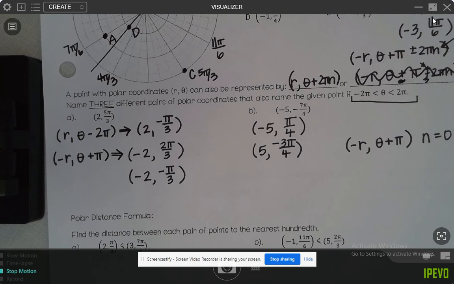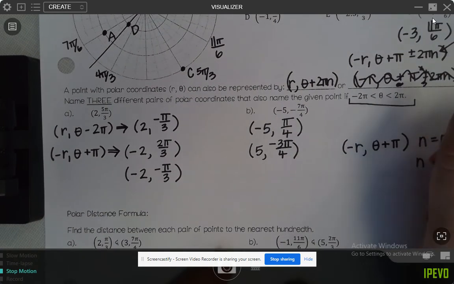Okay, now here's where you have to think logically again. My original angle, is it positive or negative? Negative. So can I keep subtracting 2 pi? If I keep subtracting 2 pi, I'm going to go out of my range, right? So I'm going to have to do what? I'm going to add 2 pi.